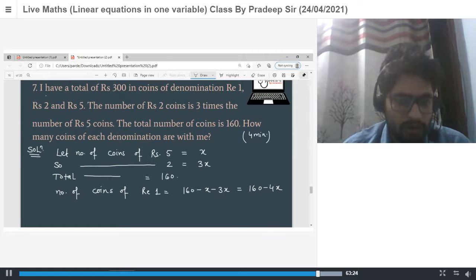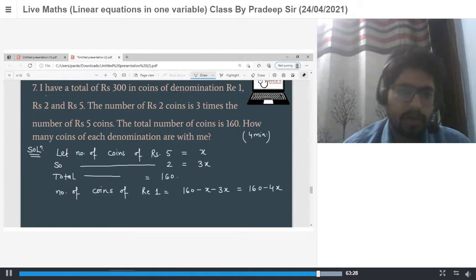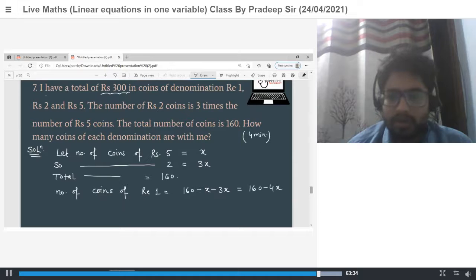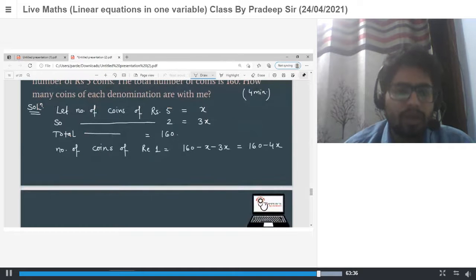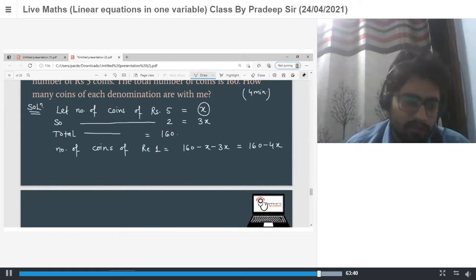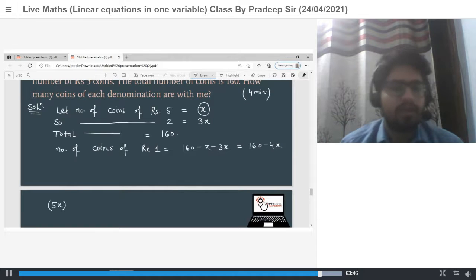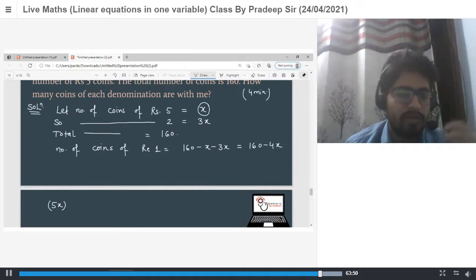Any doubt? Now we have a total of 300 rupees. If the total number of coins of 5 is x, how much money do we have? We have 5x rupees. If we have 2 coins, then we have 10 rupees, 5 into 2. If we have 3 coins, then we have 5 into 3, 15 rupees.